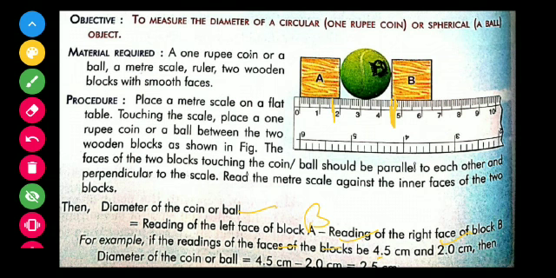So how do we measure the diameter of a spherical body? First place a meter scale, then use two blocks, and the blocks should be placed such that the surface of the spherical body touches the blocks. Now read the final reading: 4.5 for the left side of block B, and for the right side of block A, 2 centimeter. The difference between these two readings gives the diameter of the spherical body.